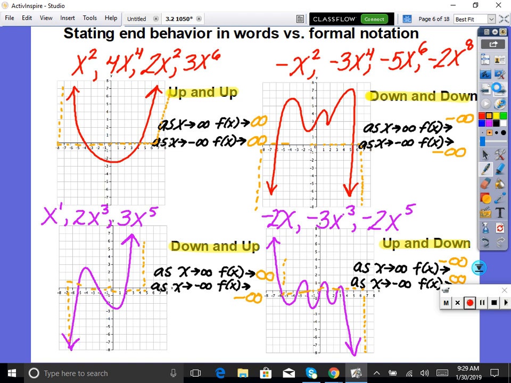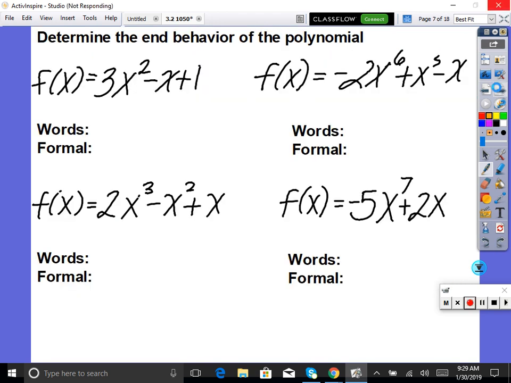Let's test our abilities now. This is like how the homework will state it. So it says right here, state the end behavior of the polynomial. So this should be your thought process. The first thing you do is say it's an even degree, correct? So it's either up and up or down and down. It's positive in front, so it must be up and up. Does everybody see how to do that?